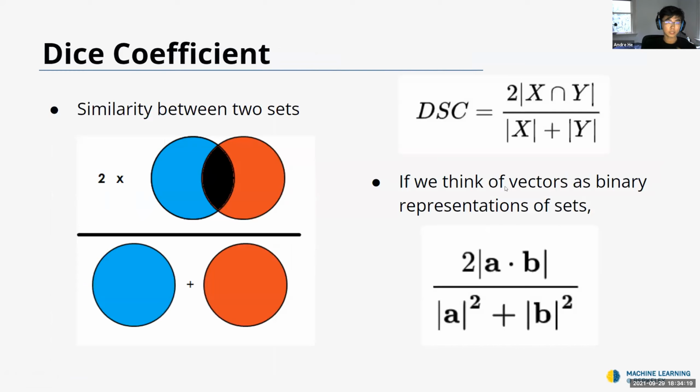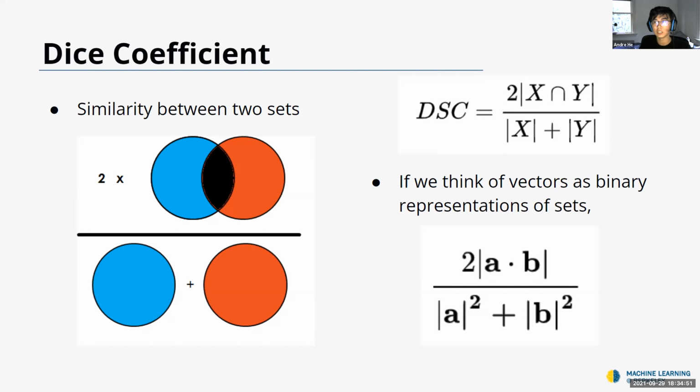Now, last we'll introduce two similarity measures for sets. So the first thing is the dice coefficient. And what it does is it computes the ratio between the size of the intersection between two sets and the sum of their respective sizes. So the intuition here is, say you have two sets that are very similar, so they have a lot of overlap, then they'll have a high intersection, right?